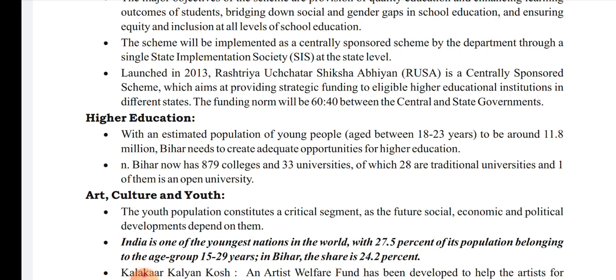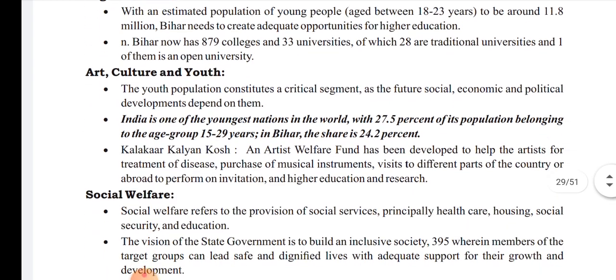And again this is a potential question: what is the number of universities per 1 lakh population of Bihar? The answer would be 7. So per 1 lakh population, 7 universities are there in Bihar. That's a fact which you can go through.